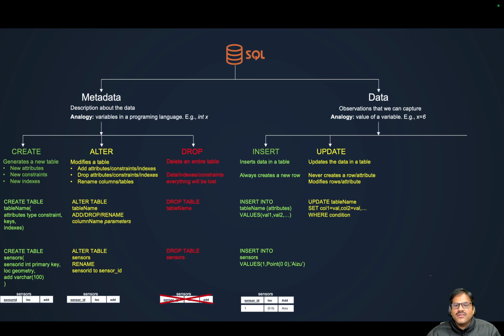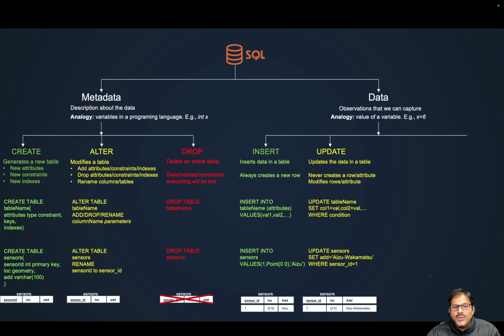The syntax to execute update query is update table name set column with the values. So we have to specify the column and what the values are, with a where condition. Example is update sensors set address to Aizu Wakamatsu where sensor equals 1.